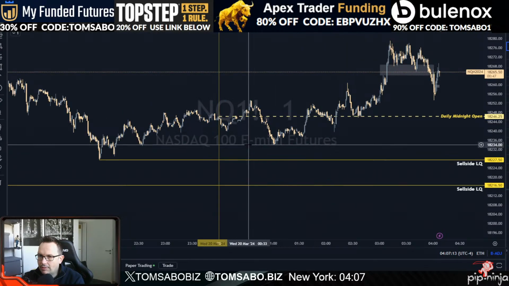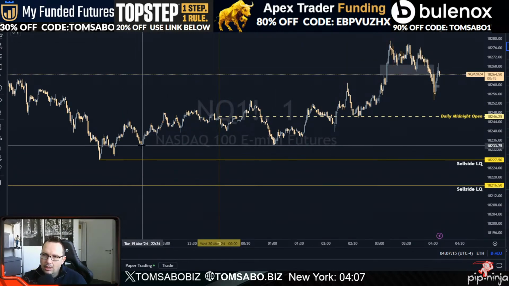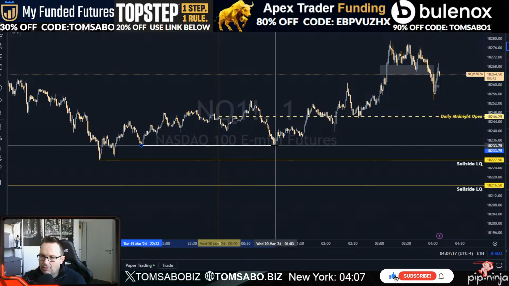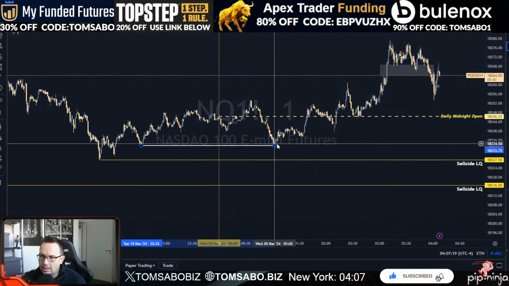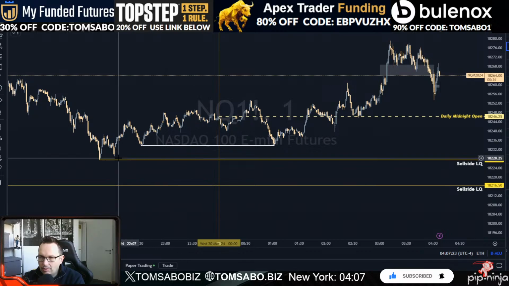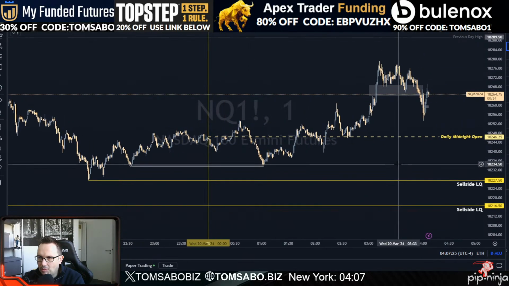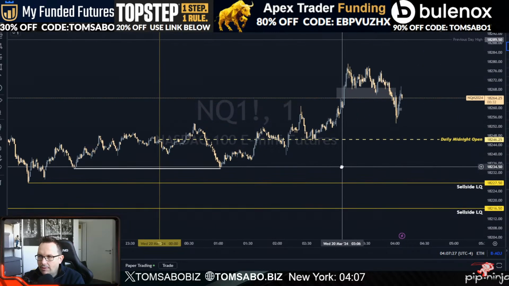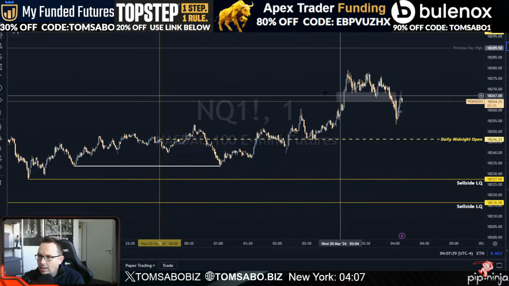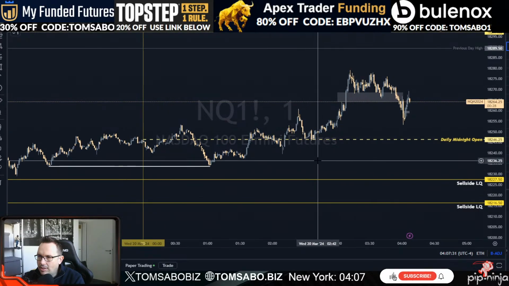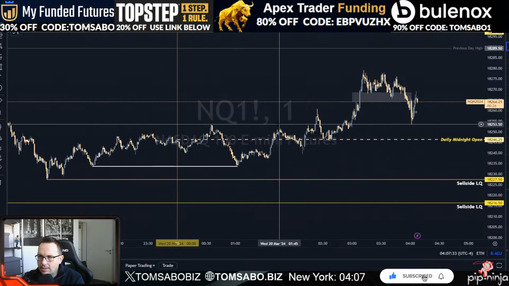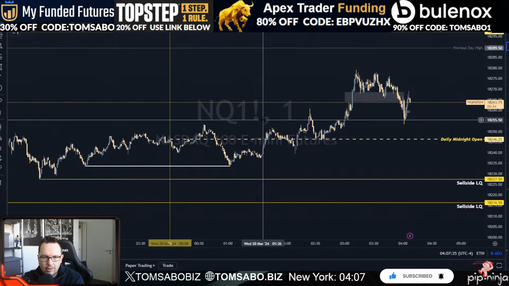We have some relative equal lows down here. I just noticed. I haven't really checked this one, but this is like relative equal lows. We have sell side. Who knows what they want, you know? We have reasoning for both sides. So let's see.